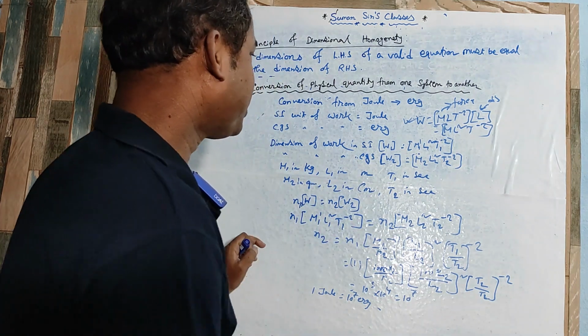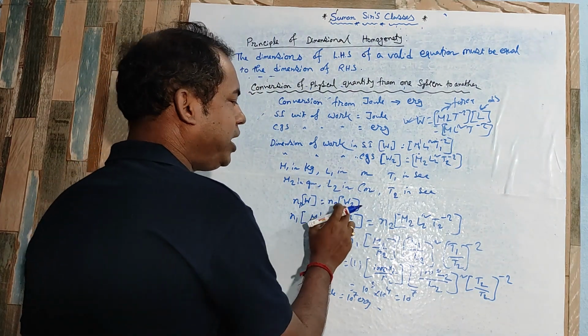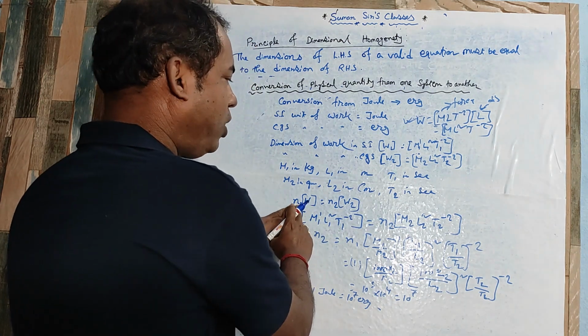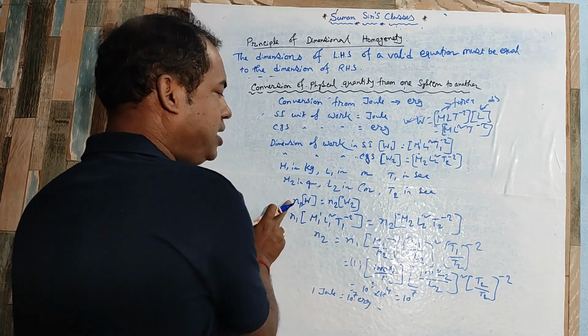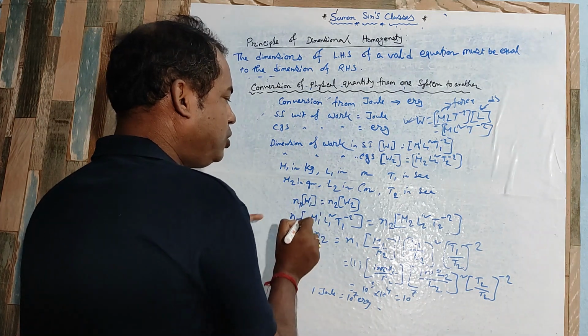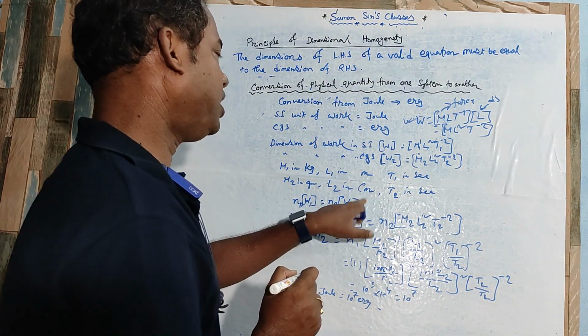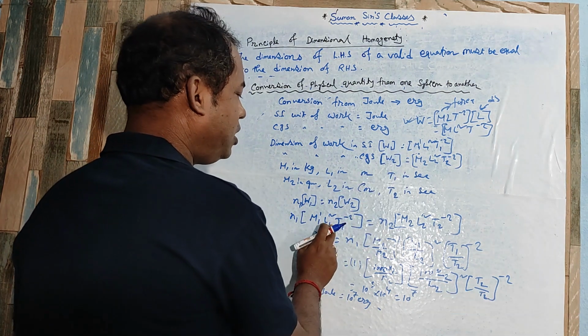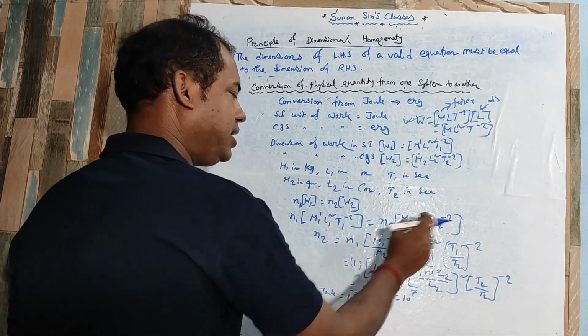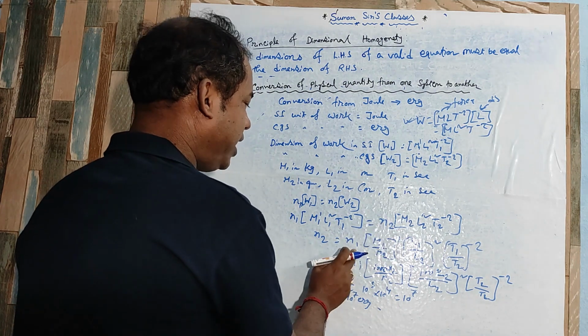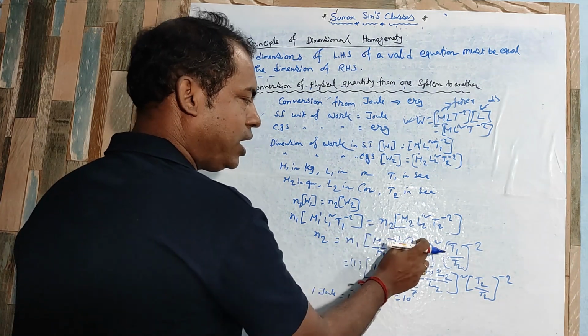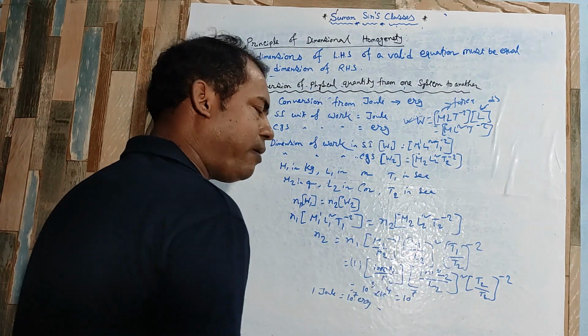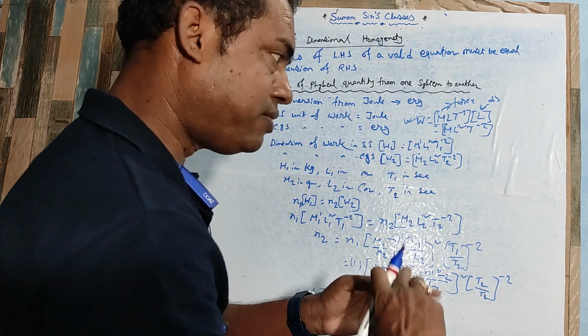Now we write N1 W1 equals N2 W2. We can convert N1 quantities of W1 into N2 quantities of W2. So N1 times M1 L1 square T1 to the power minus 2 equals N2 times the same expression with subscript 2. So N2 equals N1 times M1 by M2, times L1 by L2, times T1 by T2, with the powers as well. Now this conversion occurs in this case.